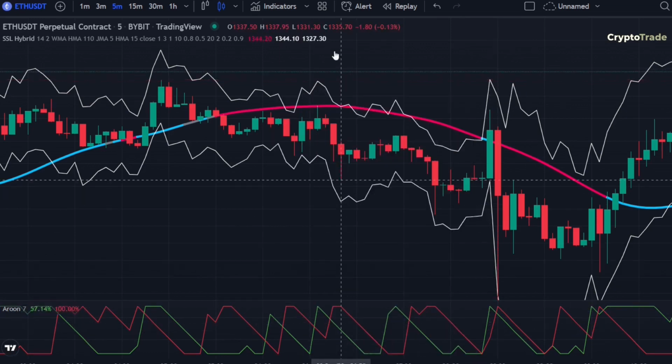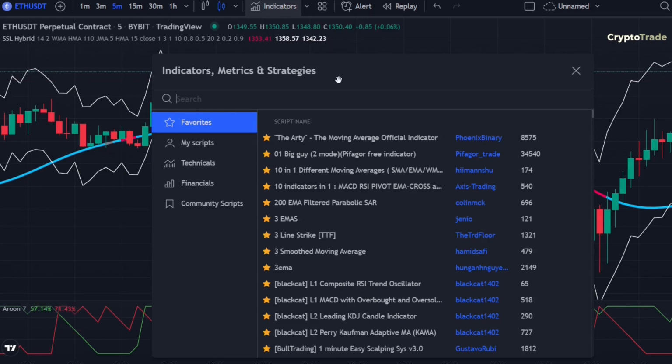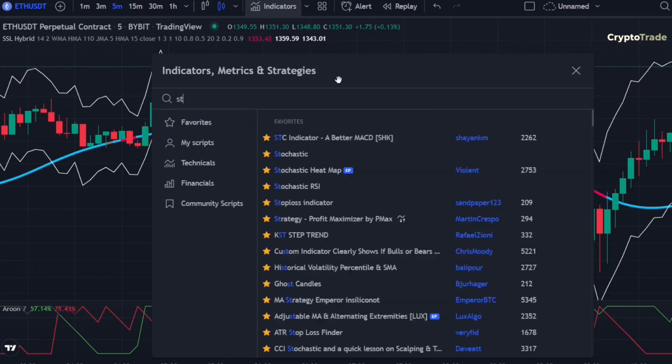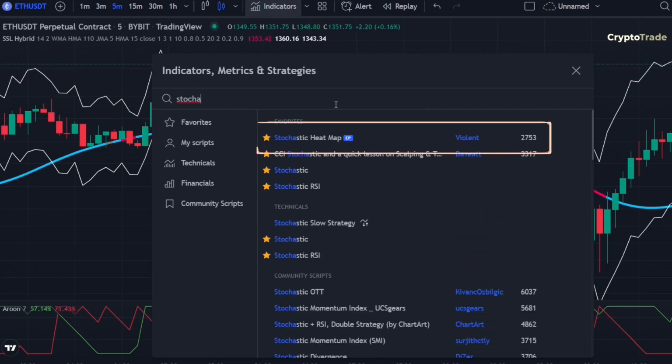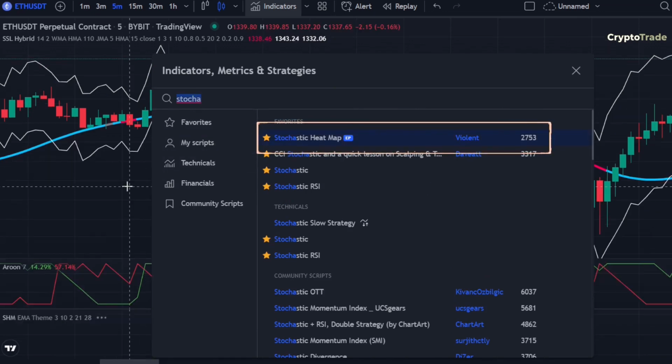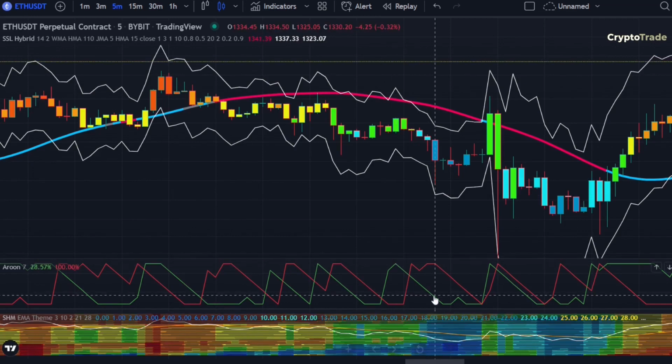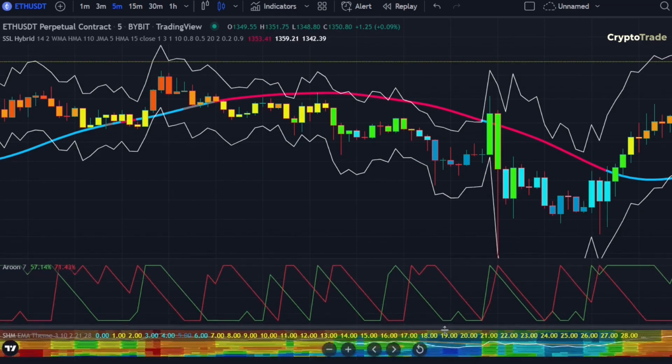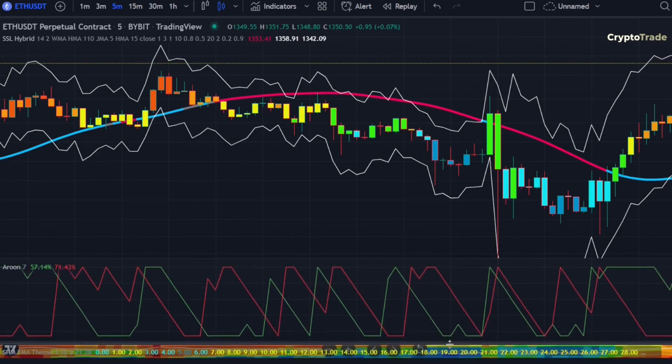To add the third indicator to the chart, open the indicator search bar in TradingView and type STOCHASTIC HEAT MAP. Select this indicator, as shown here in the video. Do not change any of the settings. Just minimize it as much as you can. You will just use the colors of the candlesticks provided by this indicator. Setup is now complete.